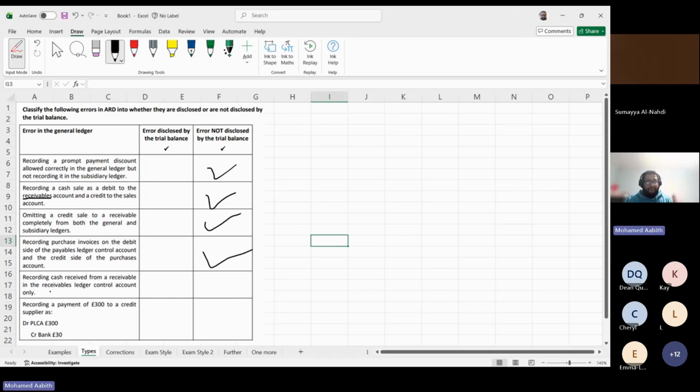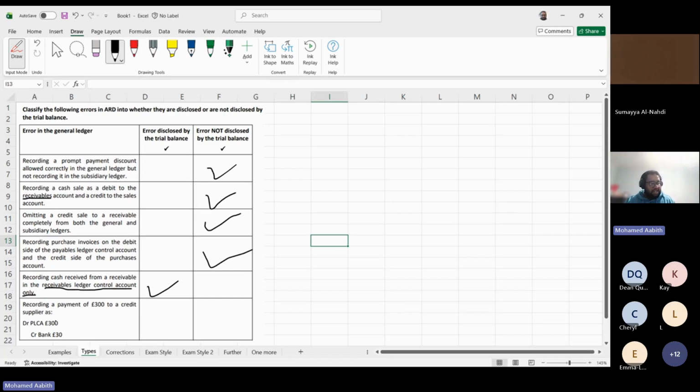Fifth one, I have 4 in a row. Let's see, maybe one of them is going to be on the left-hand side one. Recording cash received from the receivable on the receivable ledger account only. When we've done that, we're making only a single entry. There is no entry into the debit side of the cash book. The cash book should have had a debit entry. We have only made an entry into the control account, which is only one side. So the other side doesn't have an entry. This will create imbalance. So therefore, the trial balance will disclose this error.